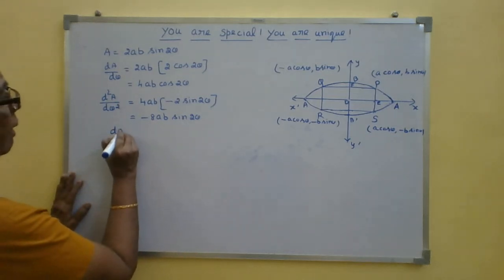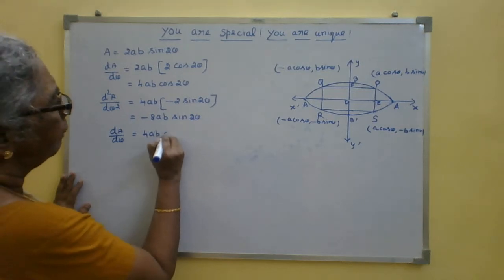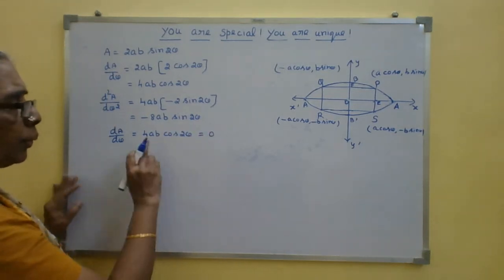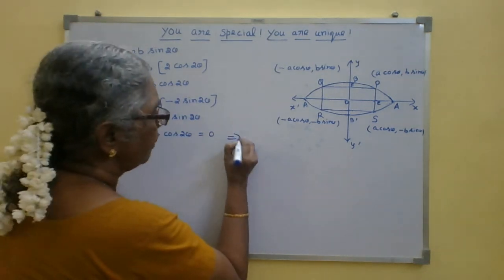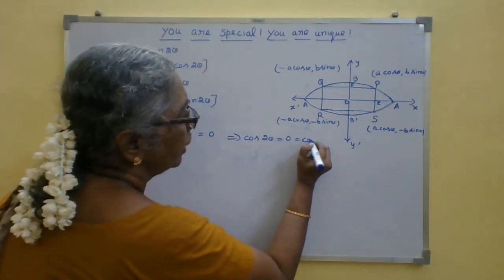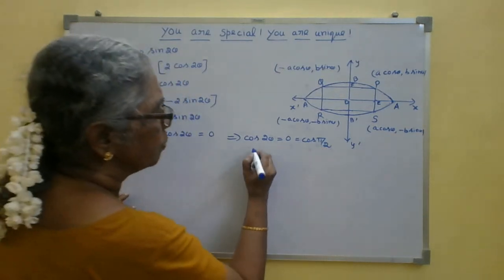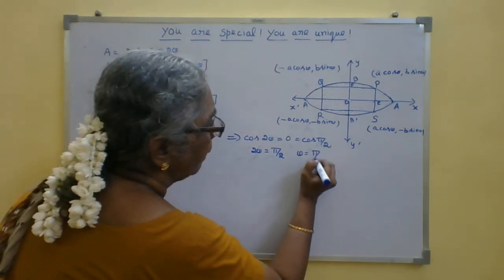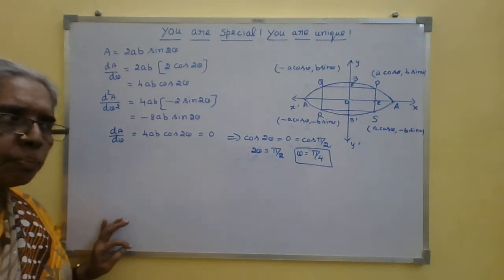Now let us move on to the first condition. We will equate the first derivative, dA by d theta, that is 4ab cos 2 theta, that is equal to 0. Now you know a cannot be 0, b cannot be 0, 4 cannot be 0. So what does it imply? It implies cos 2 theta is equal to 0, that you can write as cos pi by 2. So when cos 2 theta is cos pi by 2, 2 theta will be pi by 2 and theta will be pi by 4. So I have found that theta is pi by 4.